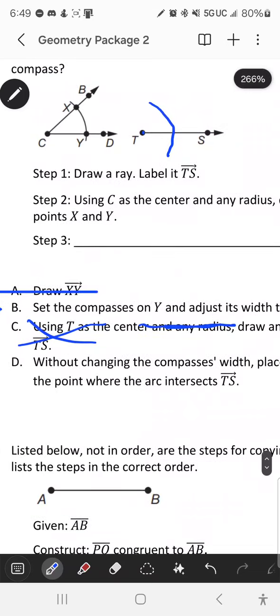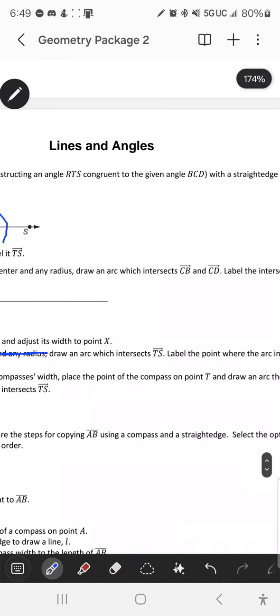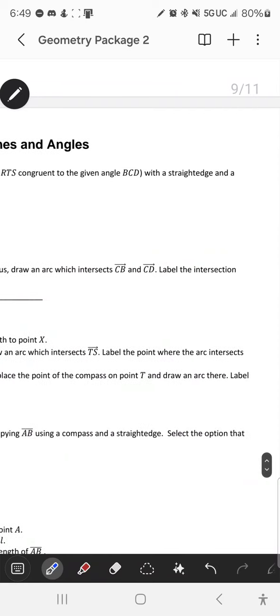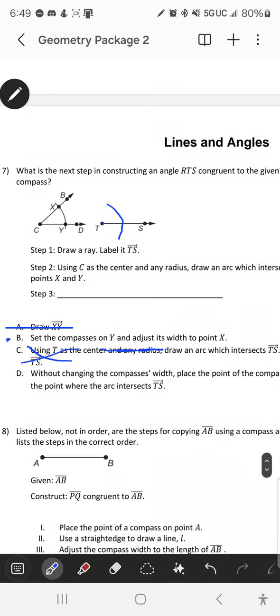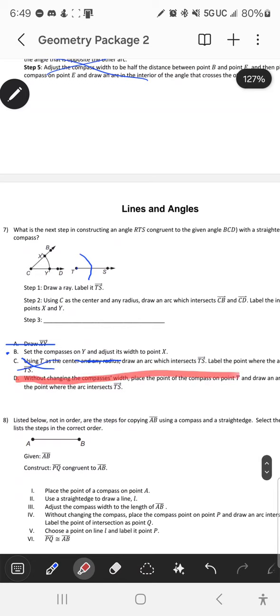Now D. Without changing the compass's width, place the point of the compass on point T and draw an arc. Label the point where they intersect. Yes, that's what we need to do. That's basically the next step.